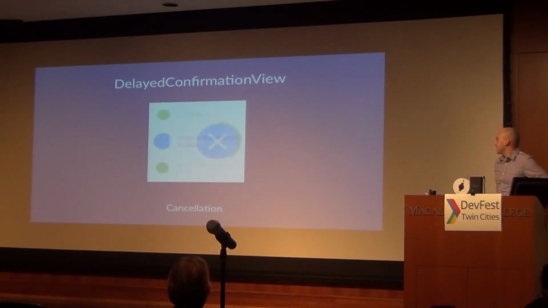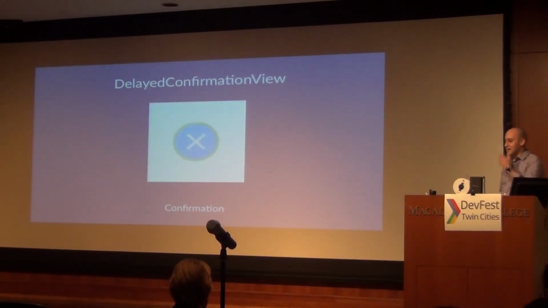So this is what it looks like in action. We're going to scroll over, get that, hit it, and it just cancels it. And in case you actually meant to do it, you let the timer go down, and then it completes whatever the action was that you set out to do.